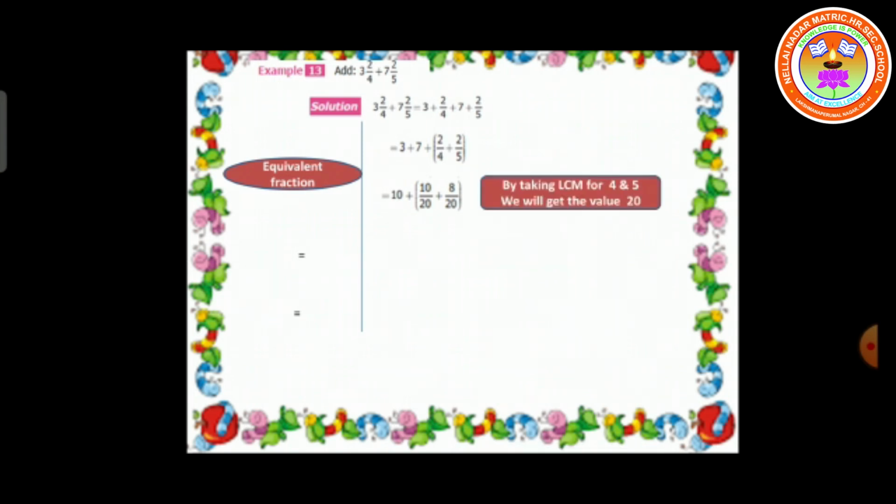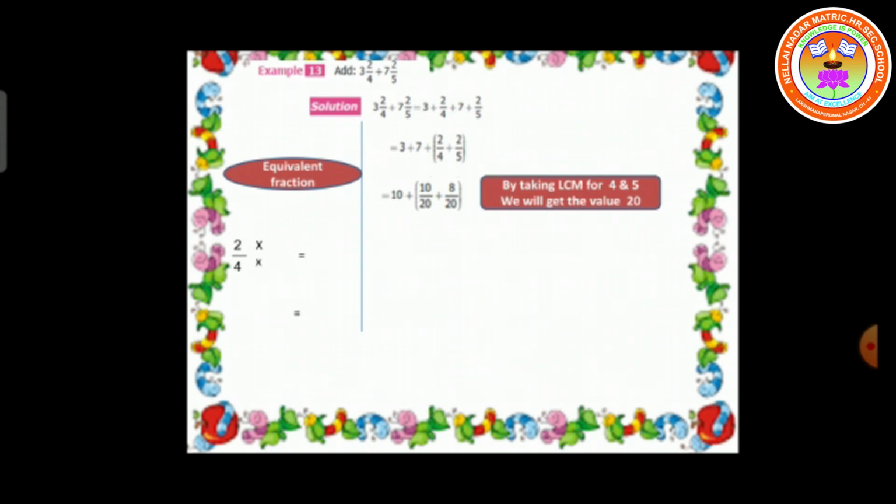I am just taking the LCM for 4 and 5. Students, you know very well how to take LCM. So we take the LCM of 4 and 5 and we get the value 20. Then what is the next step? We have to find the equivalent fraction. Children, see your left hand side. 2 by 4: what number is multiplied by 4 to get 20?